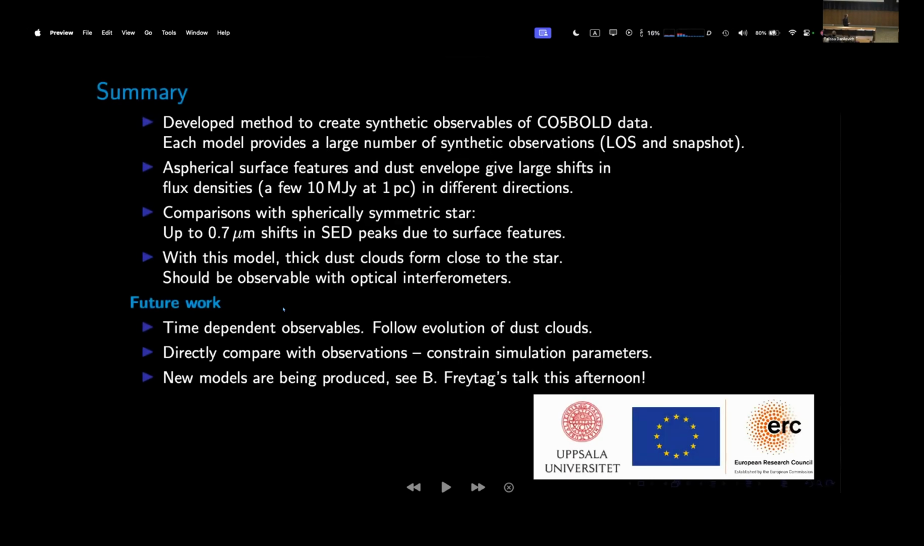So, which connects to the constrained simulation parameters. Is this realistic? What do we get in this model, or should we, with the observations, be able to constrain our model better? And for that, I want to mention Bernd Freytag's talk this afternoon, where he's going to talk about more models that he's working on. And with that, I will say thank you and see if you have any questions.